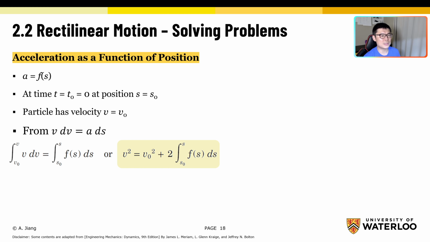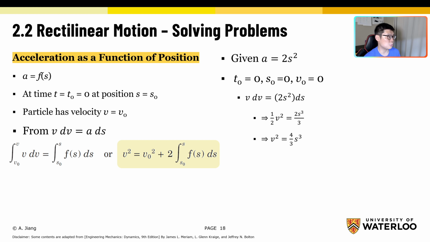So the last common scenario you may see is that the acceleration is given as a function of position or displacement, a equals f(s). Once again, you will be given proper initial conditions, such as s0 and v0 in this case. Using this equation here, we can calculate velocity. For example, given a equals 2s squared, and substituting the initial conditions t0, s0, v0, we can calculate that v squared can be represented as 4 over 3 s cubed.